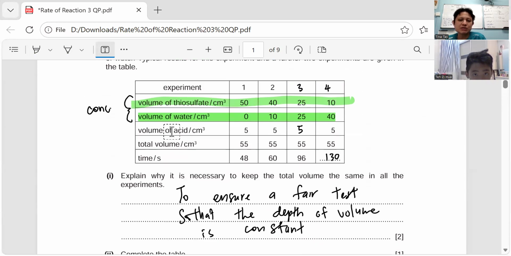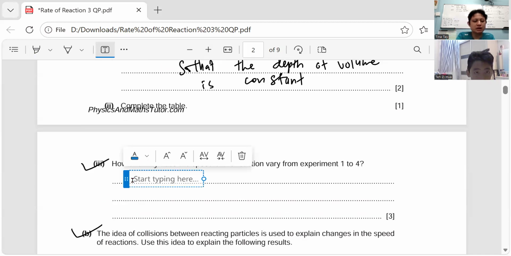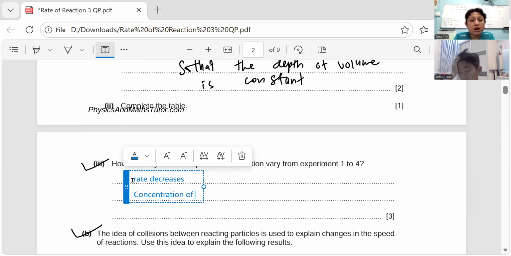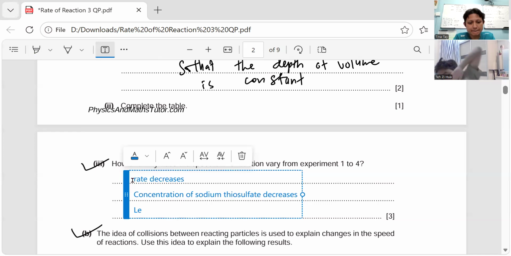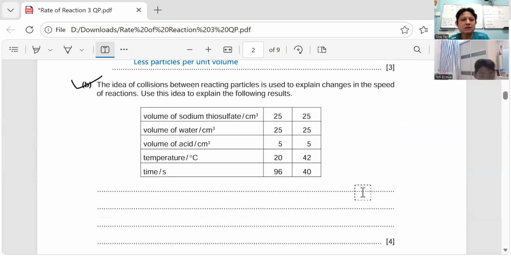How and why does the speed of reaction vary from 1 to 4? The rate decreases. You just write the word rate. As concentration decreases, rate of reaction decreases. Concentration of sodium thiosulfate, you must always mention what. As concentration decreases, there are less particles per unit volume, so less collision and less frequency of effective collision, and then you can talk about collision frequency, all that.